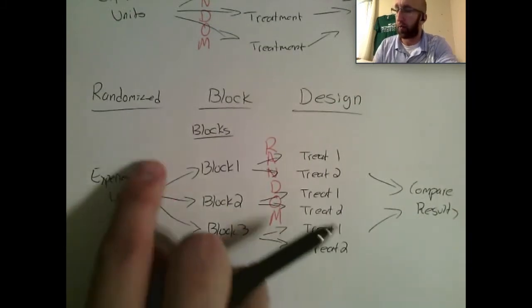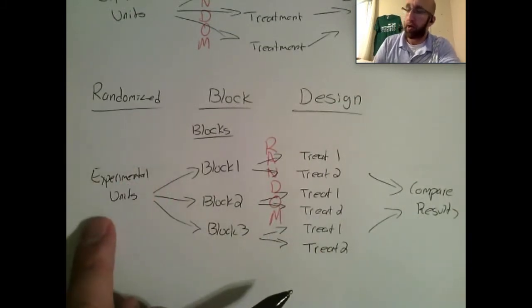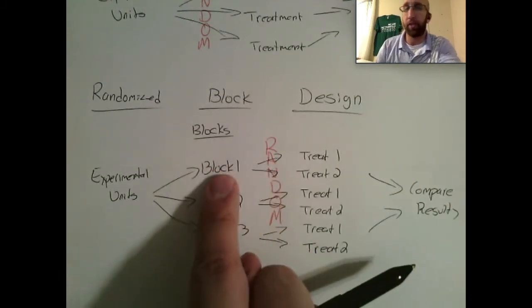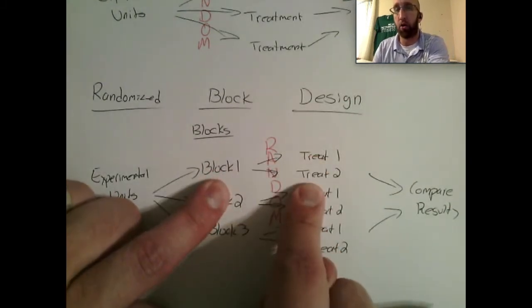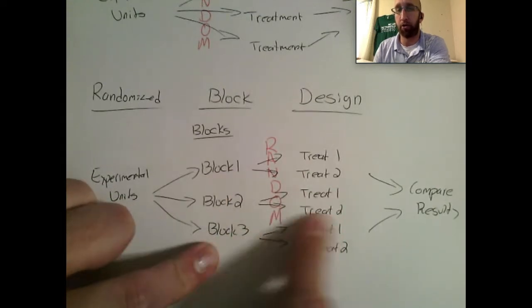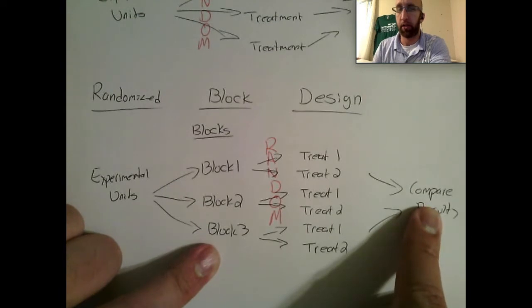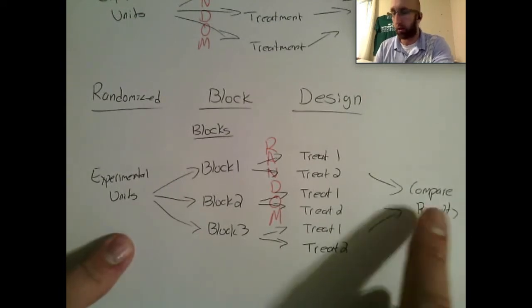Okay, so you're going to start with your experimental units. You're going to break them into blocks. I'll talk about those in a second. And then you randomly assign. Each block gets all treatments. Each block, all treatments. And compare your results. Okay, so here's how it works.